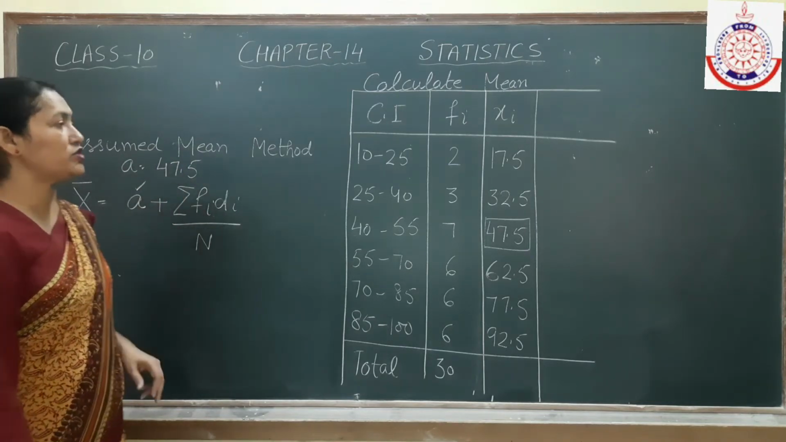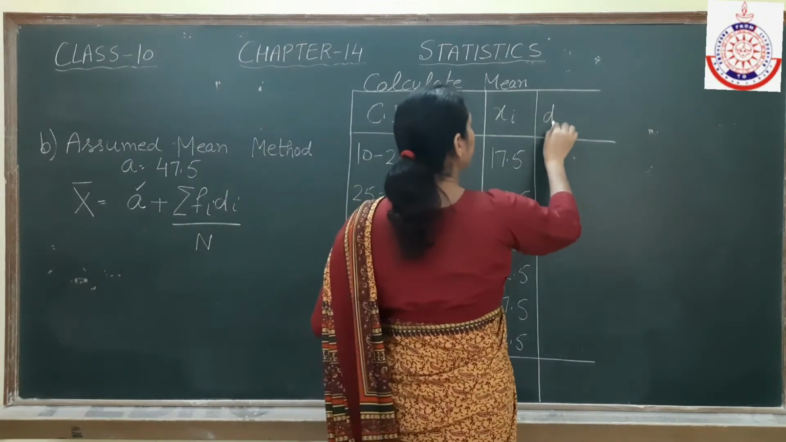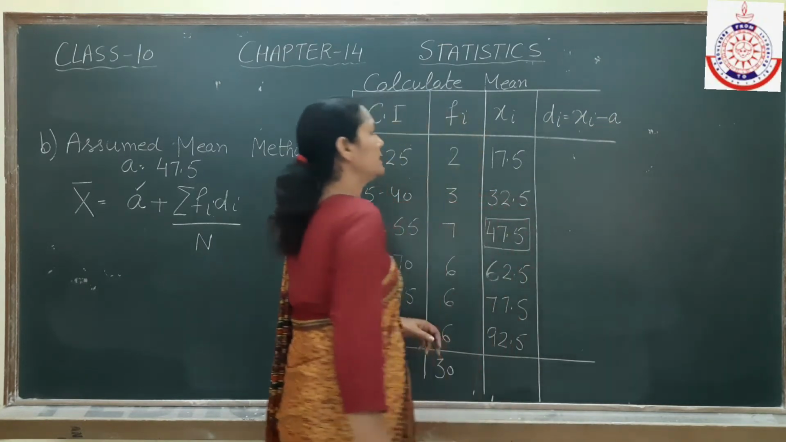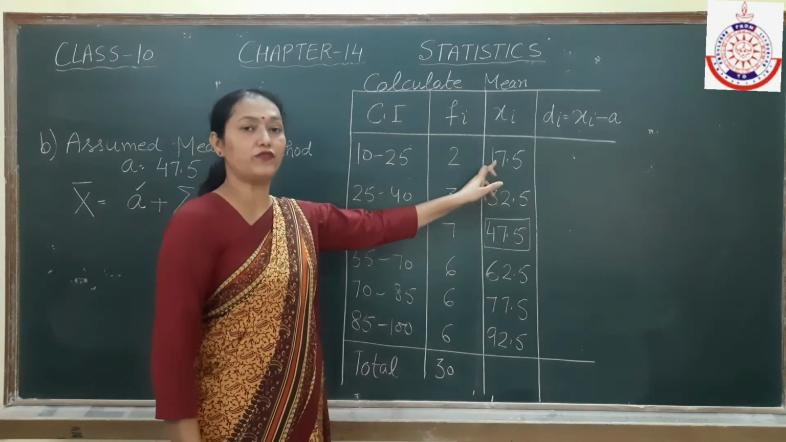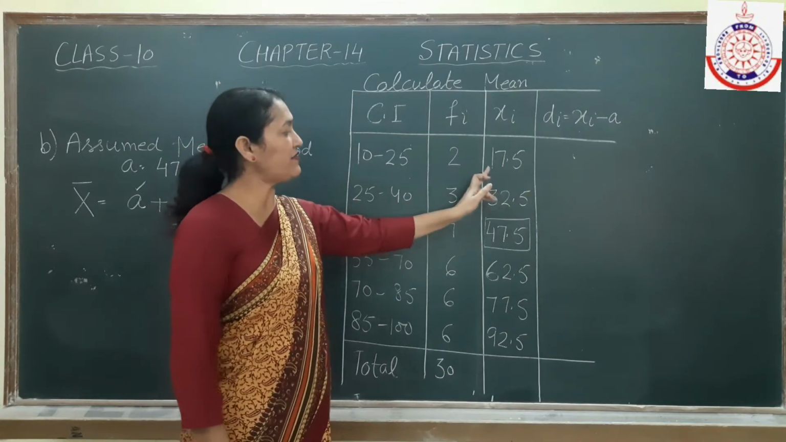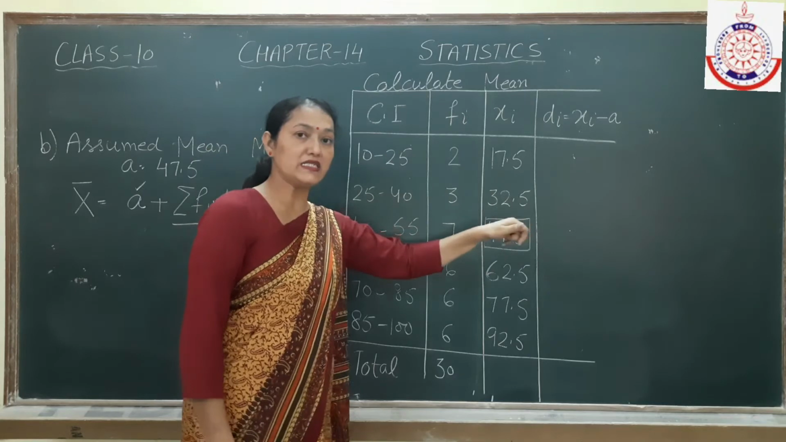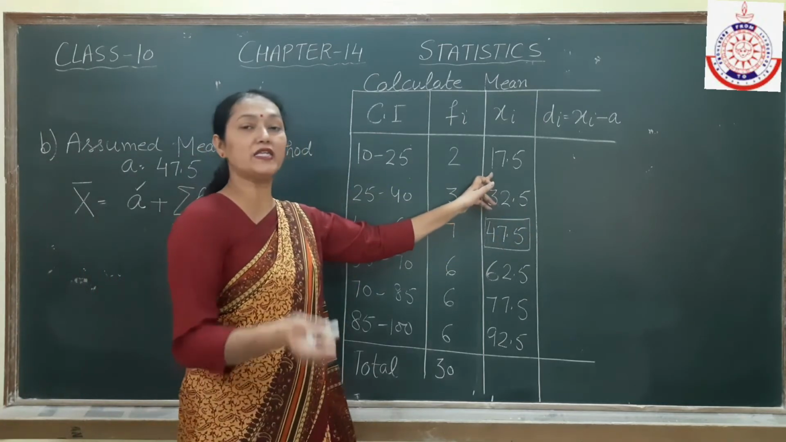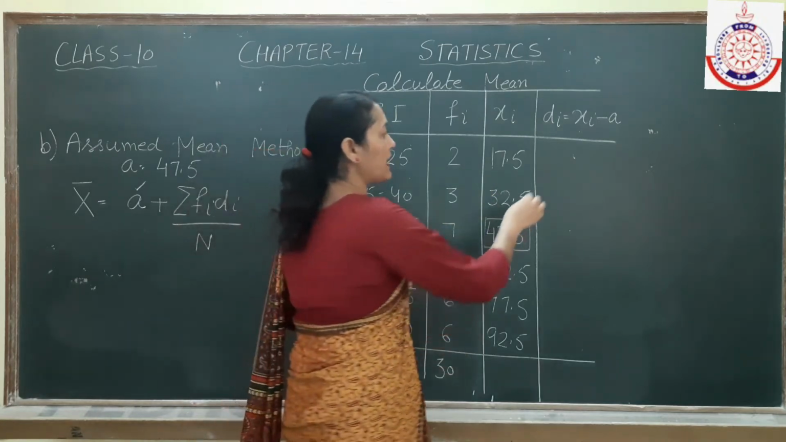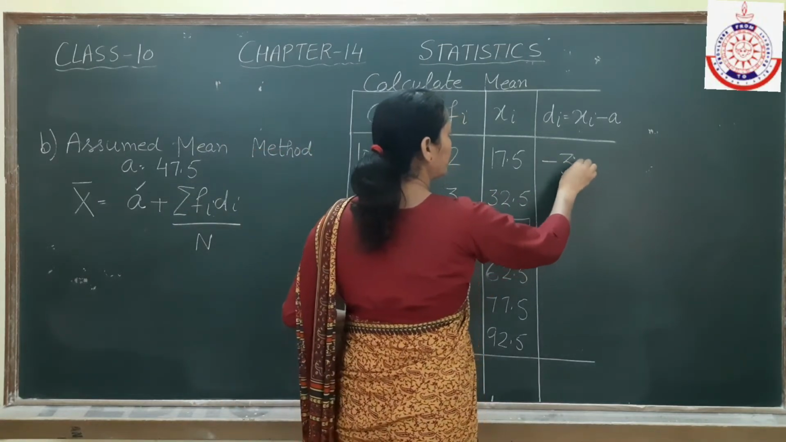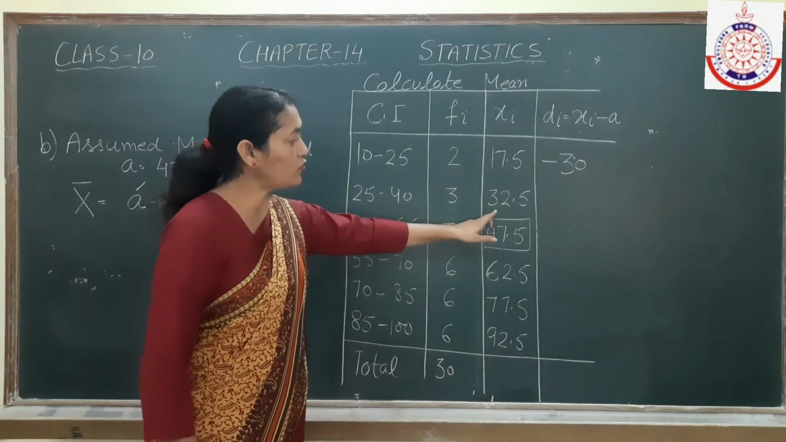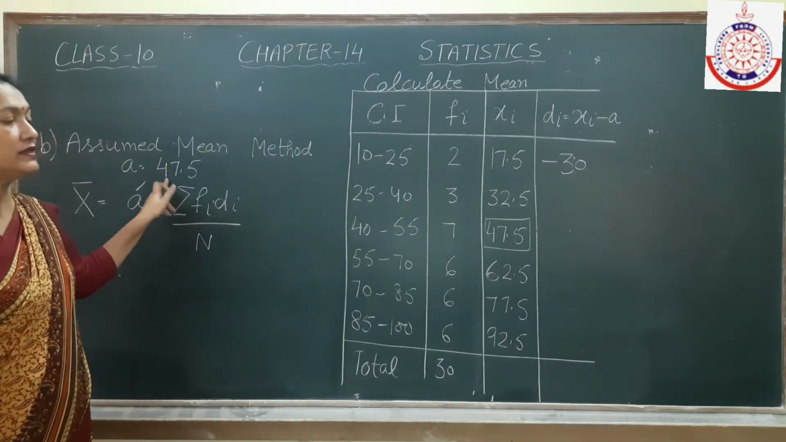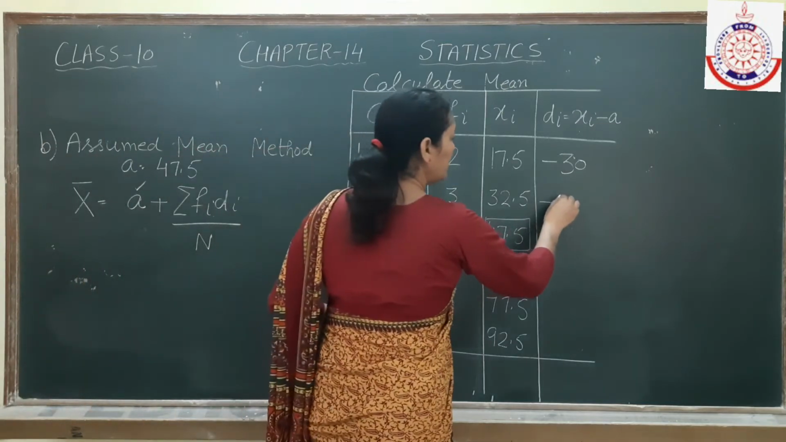Now this deviation, di. From each xi we will be subtracting A. That means, first of all, 17.5 minus A. A is 47.5. So 17.5 minus 47.5, that is minus 30. 32.5 minus 47.5, that is minus 15.